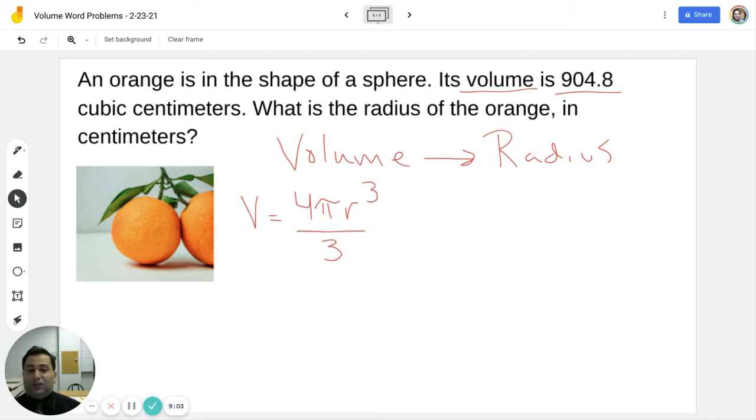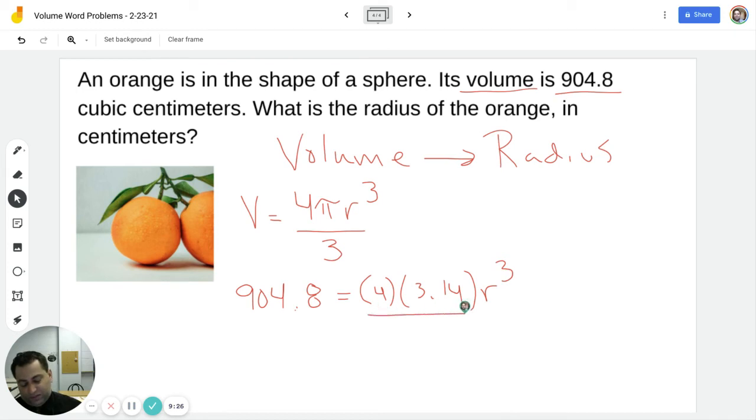Well, I can start to plug in some of these numbers. I know that the volume is 904.8. Then we have 4, we have 3.14, and I don't know what the radius is, so we're going to have to put a variable, and then divide by 3. So I start to reverse some of this, and I know the opposite of divide by 3 is going to be multiply by 3. So here I have 904.8 times 3 is going to be equal to 4 times 3.14 times the radius cubed.